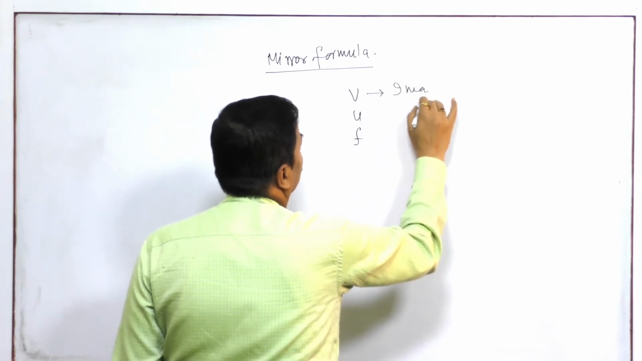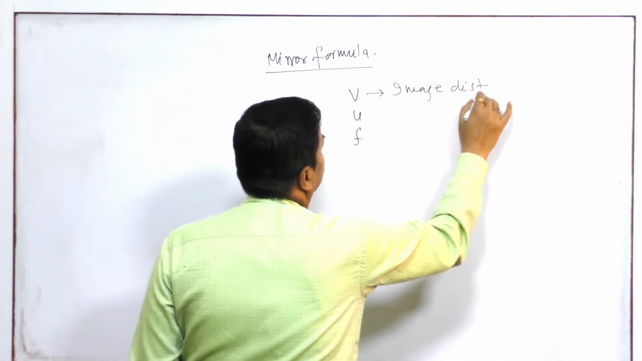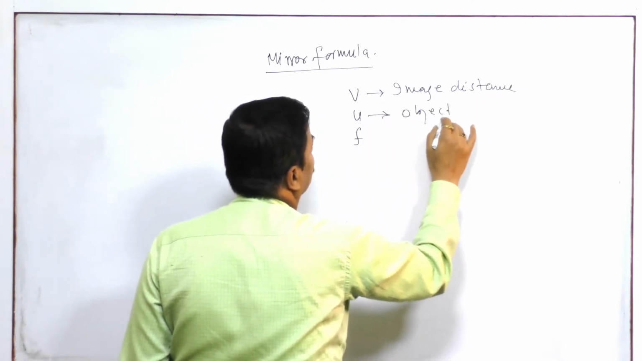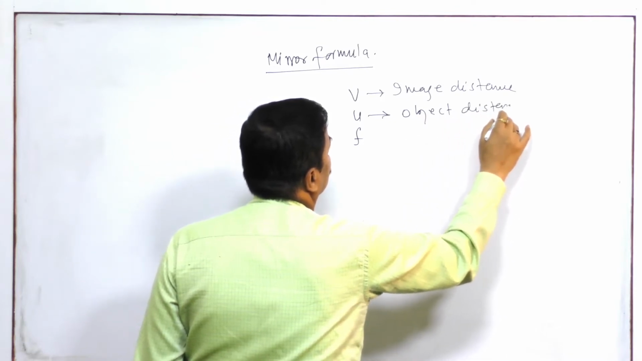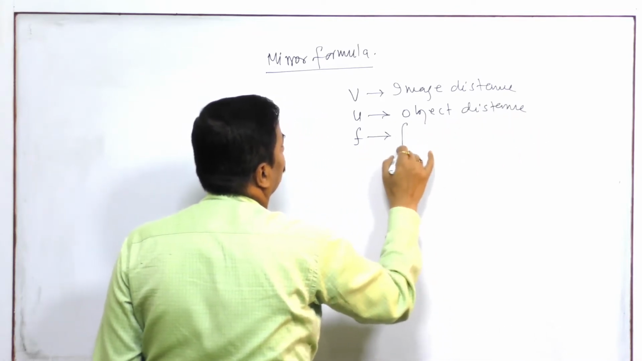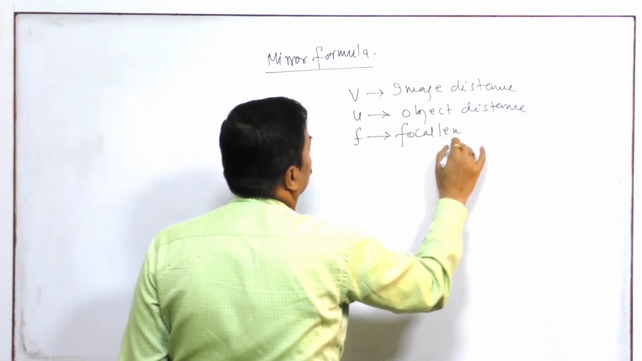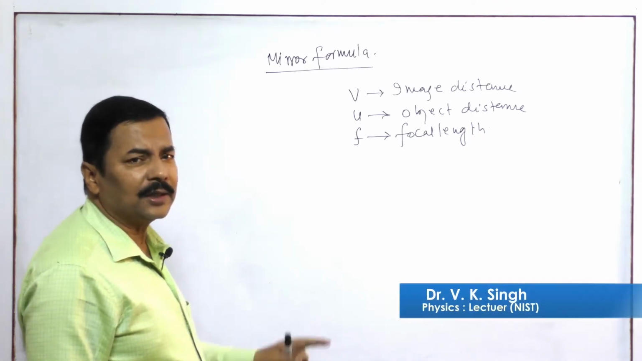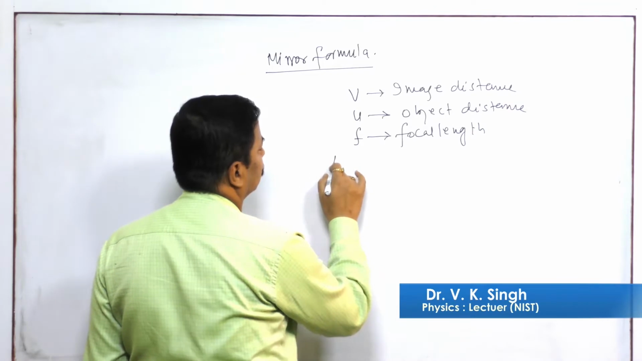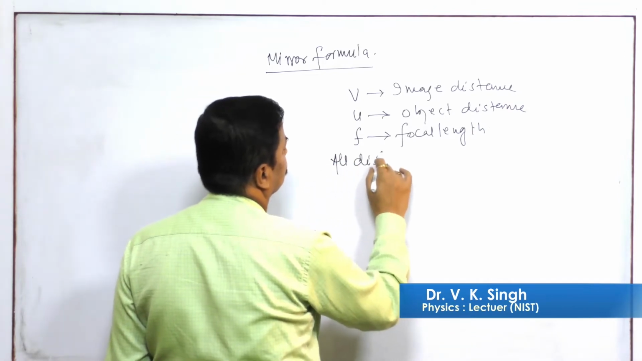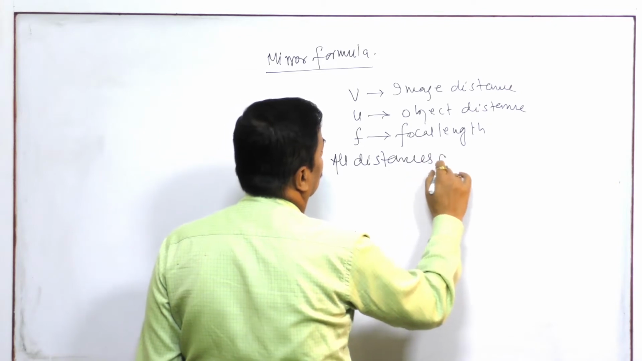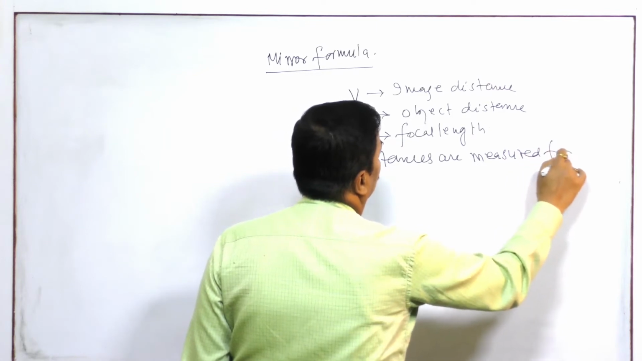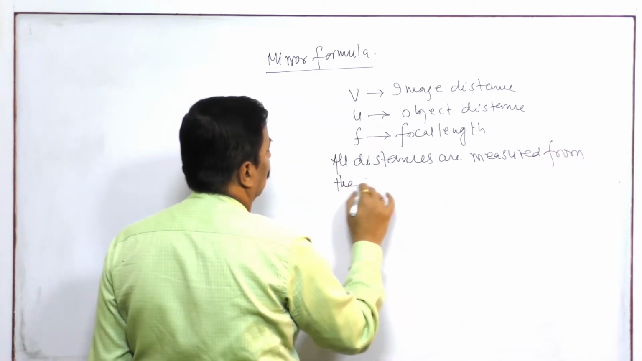This is representing image distance. This is representing object distance. And this is representing focal length. In mirror, you should understand that all the distances are measured from the pole of mirror.